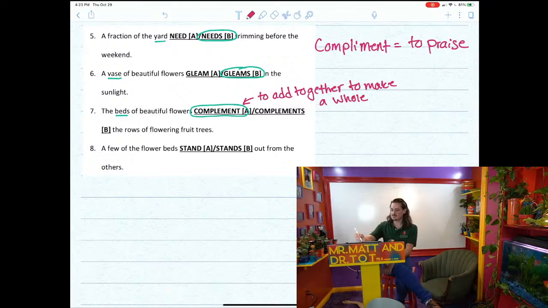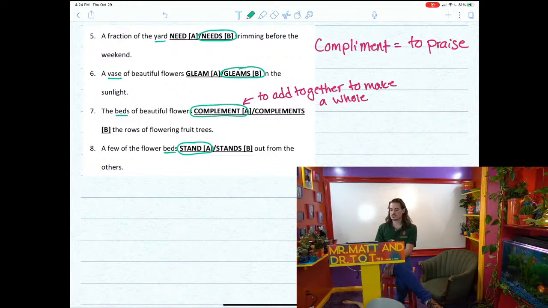And number 8, a few of the flower beds stand or stands out from the others. So a few of indicates a portion, so we're going to be guided by the noun that comes after the preposition of. That's going to be the flower beds, plural. Flower is a modifier, modifying the word beds. Beds is a plural noun, so we need a plural verb. Plural nouns usually end in S, so plural verbs usually do not end in S. So we want the plural verb stand. A few of the flower beds stand out from the others.